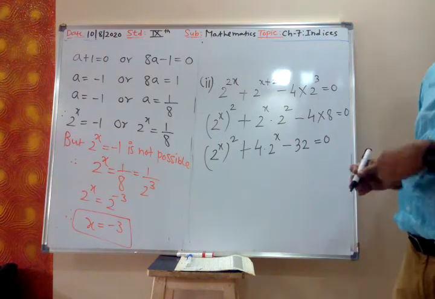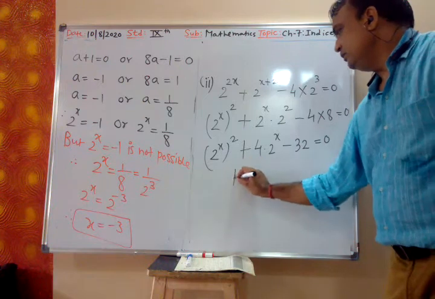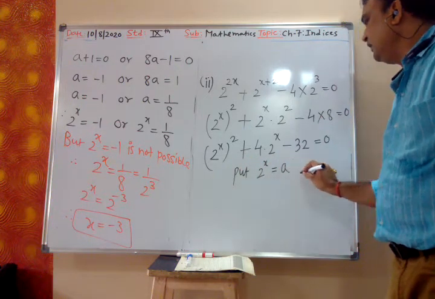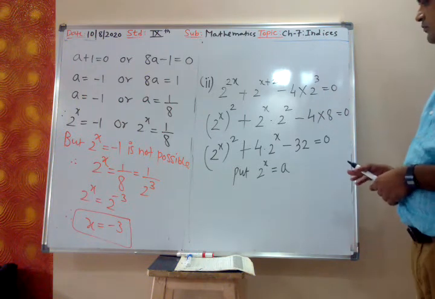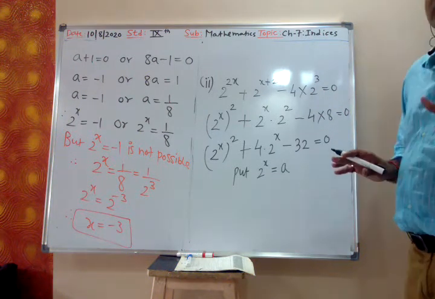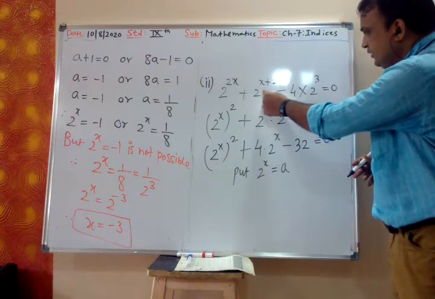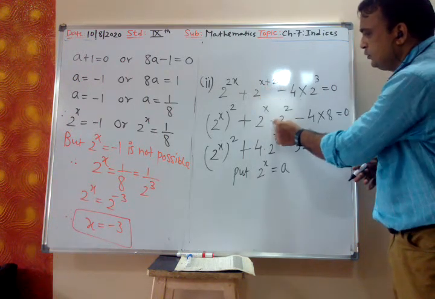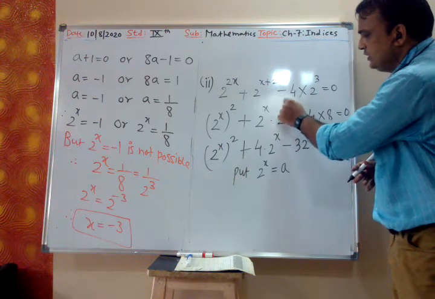Now complete the quadratic. So what you will do? Put 2 raised to x is equal to a. Because see, this 2 raised to x plus 2, we have written 2 raised to x into 2 raised to 2, no? 2 raised to 2 is nothing but 4.